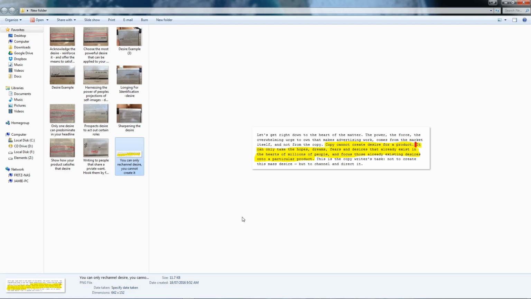And write a headline. Post that. Post what the major desire you are focusing on in your headline is, and then write an actual short headline trying to sell the product to all of us. And we can all give our feedback.